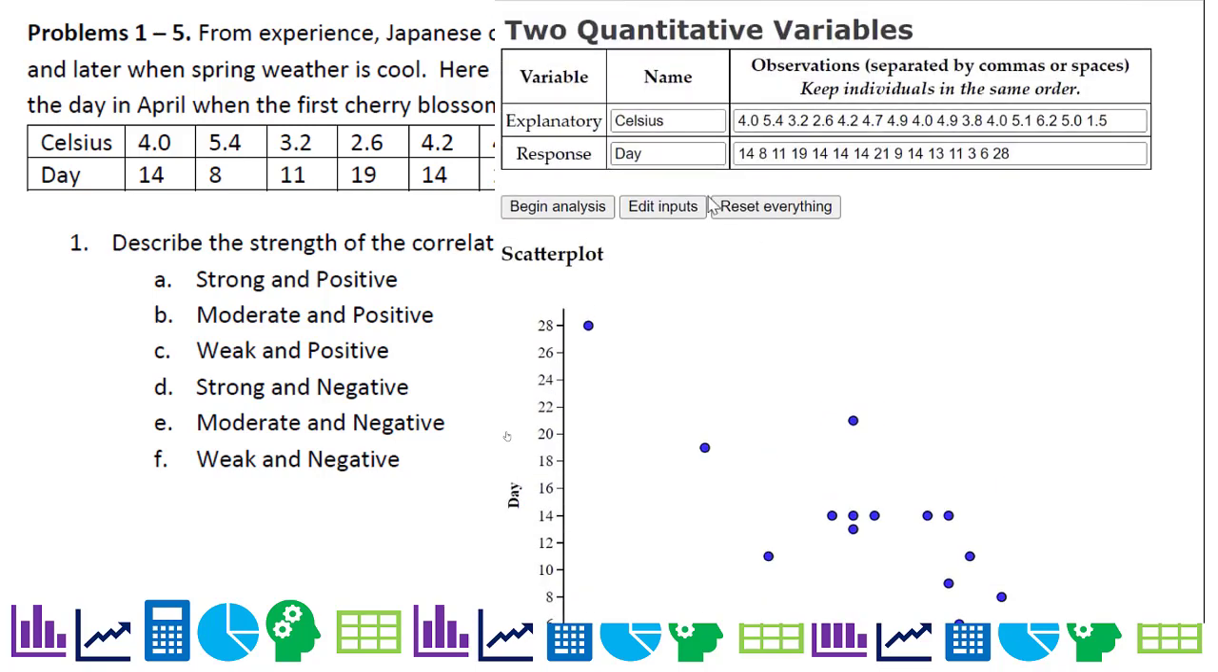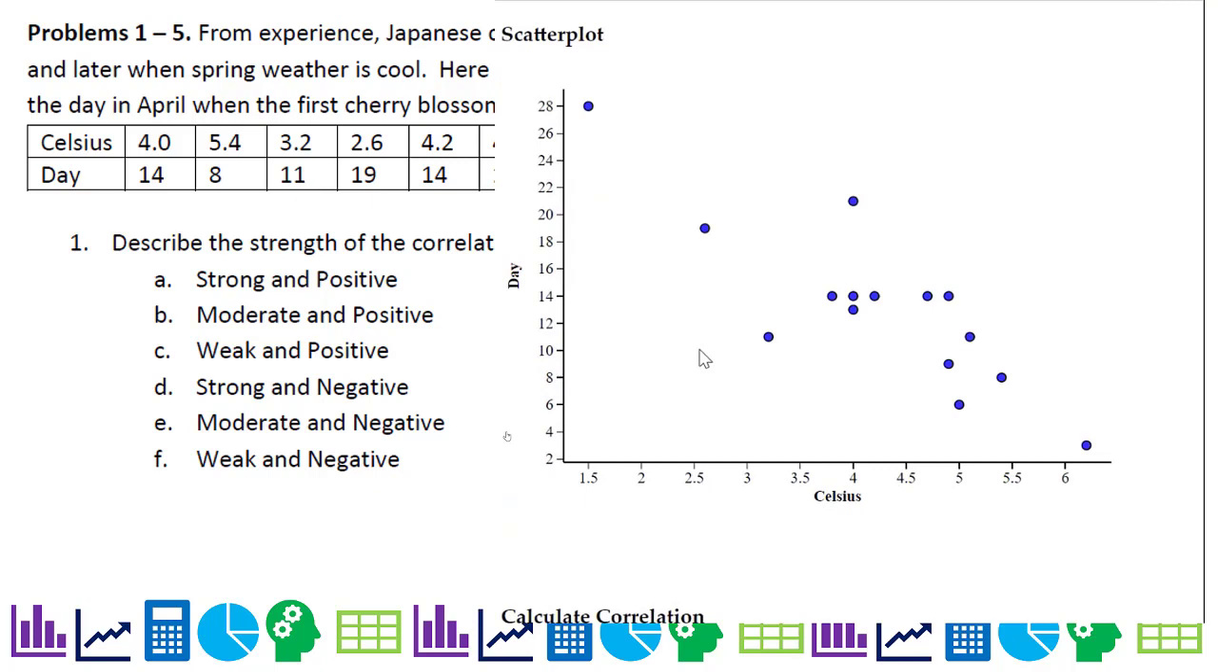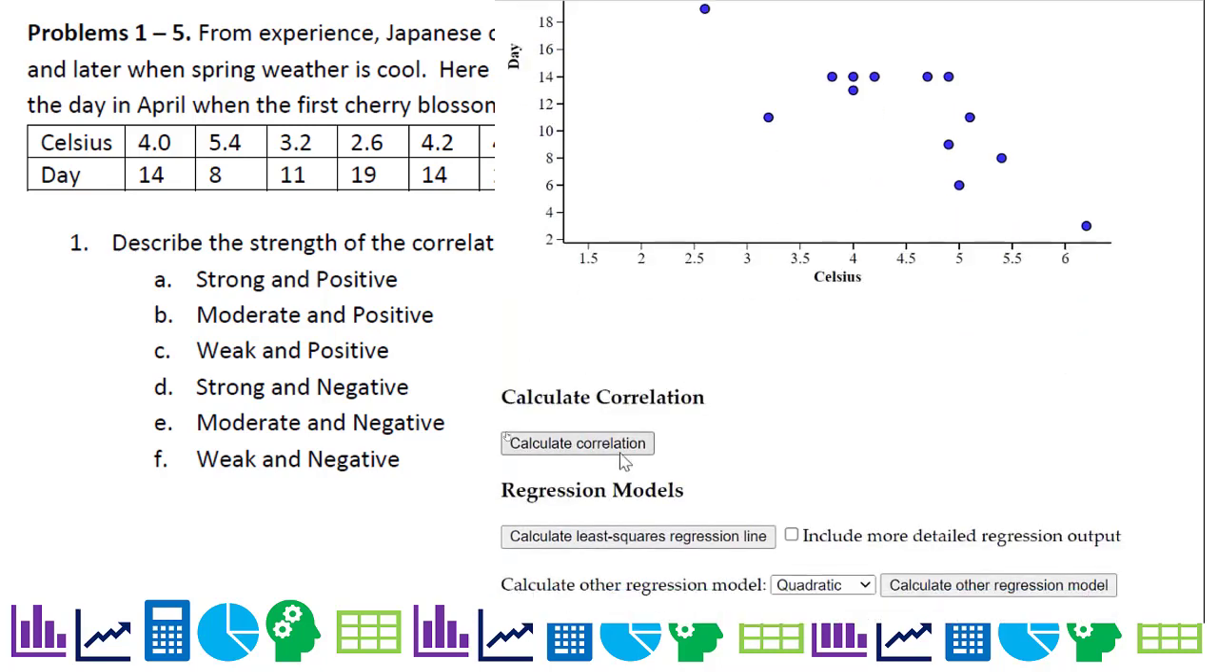So we went ahead and put all the data in, hit begin analysis. And there we are. They want the strength of the correlation. So all I have to do is come here and hit calculate correlation. And I get negative 0.8486.